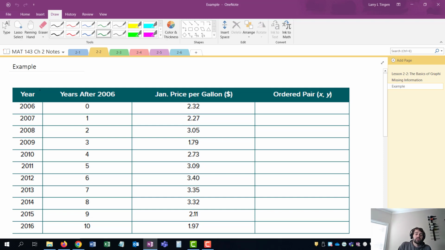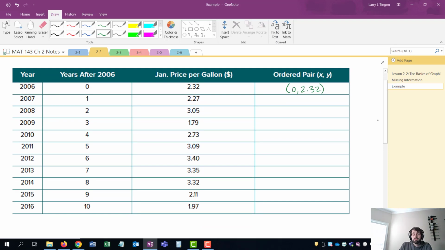So notice that I also have the year, and then I have years after 2006. This is exactly what I talked about before. So the ordered pair here is actually going to be 0, 2.32, because 2006, 2.32 is much more difficult to graph and doesn't show up on the home screen. If I went into Desmos and plotted this, it would not show up because the x value would be all the way to the right at 2006.